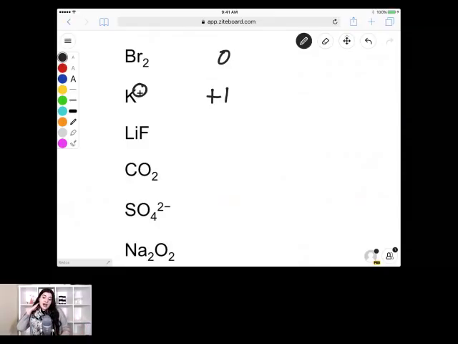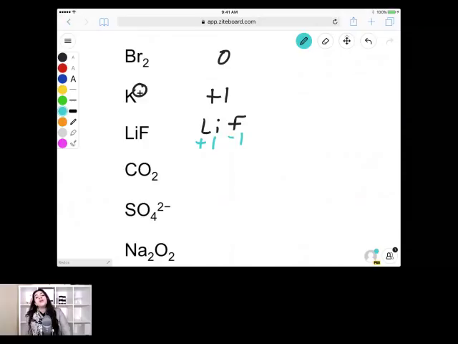So, okay, now we're looking at lithium fluoride. We have a halogen, fluorine, right? So we know that fluorine has a -1 charge because that's a halogen. And then lithium has a +1 charge. And we'll see that this compound is neutral.